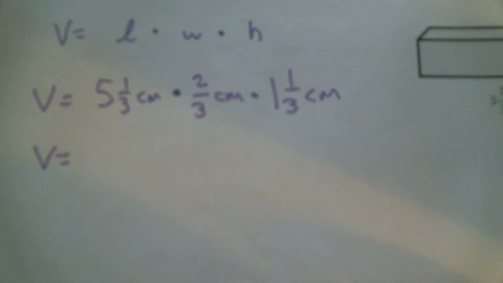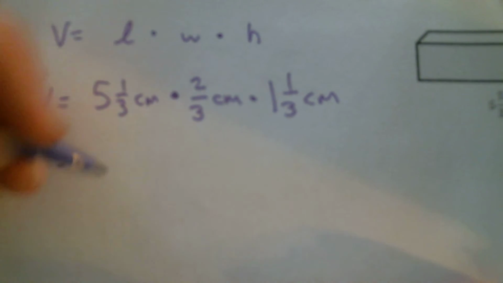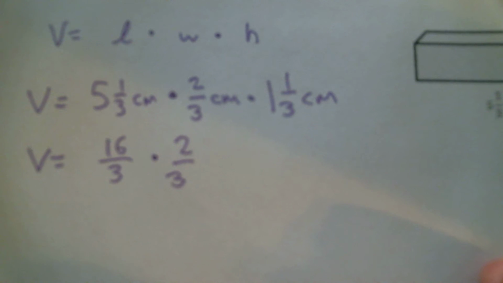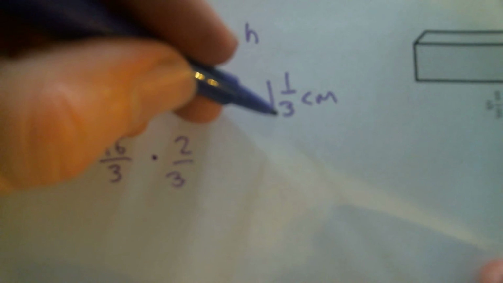So come on, camera, focus up. You can do it. 16 thirds times 2/3 remains the same. And then 1 1/3. 1 times 3 is 3. Add 1 is 4/3.